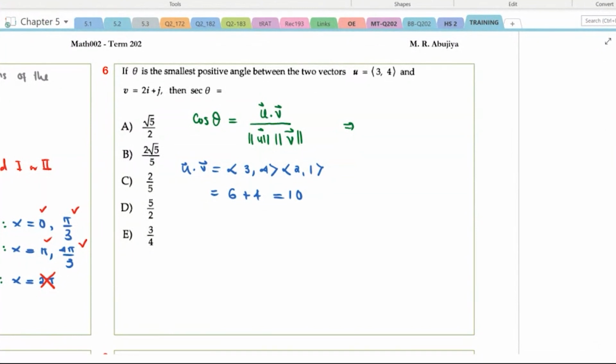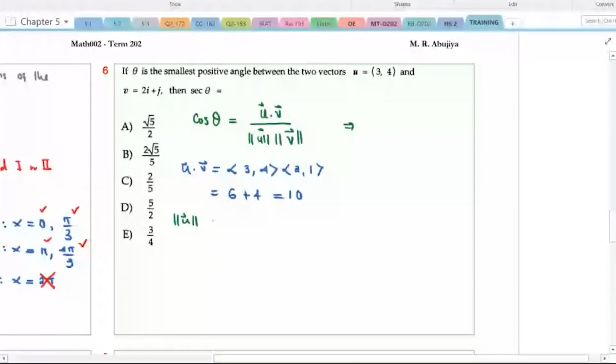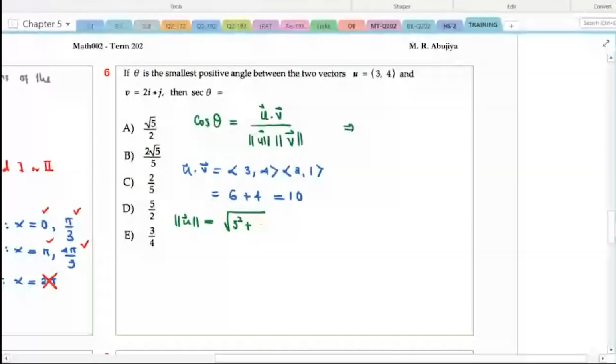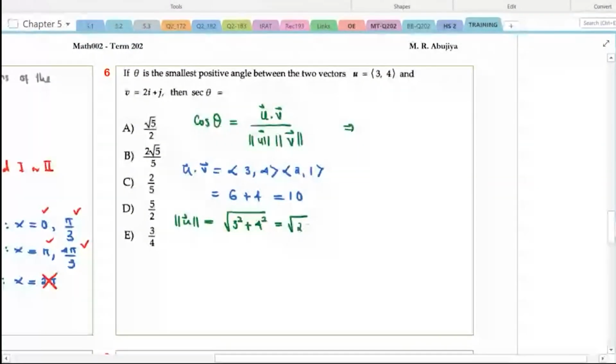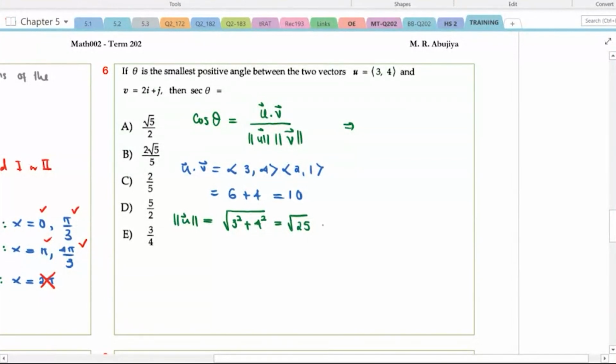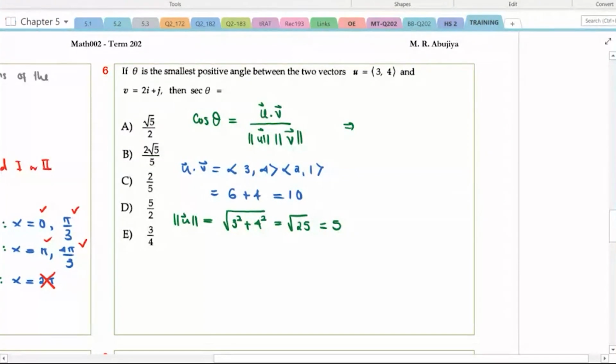Now, how about the magnitude of u? The magnitude of vector u is going to be equal to the square root of 3 squared, the x component, that is the horizontal component, plus the vertical component, squared. This gives us 9 plus 16, which is equal to 25. The square root of 25 is 5.